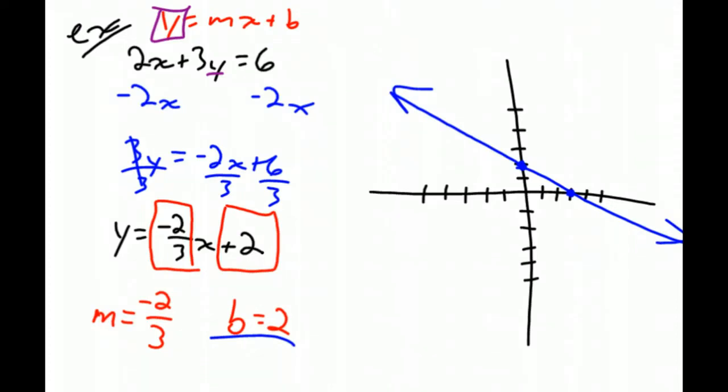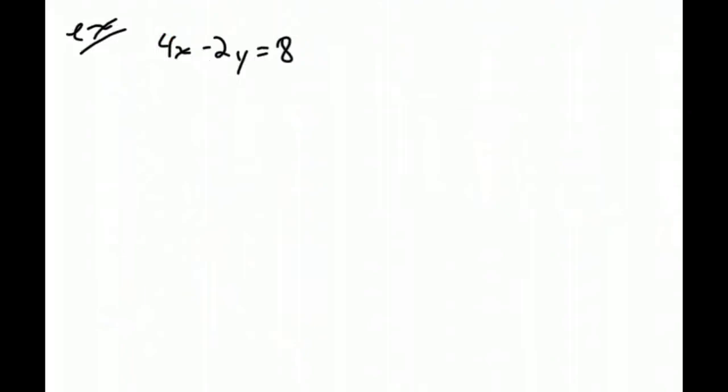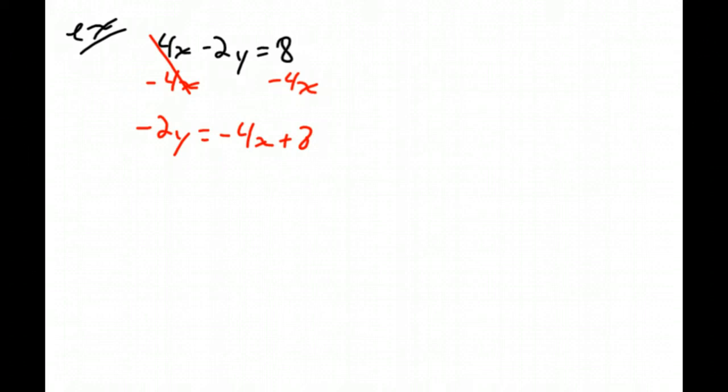Cool. You guys are doing awesome. I'm going to do one more example, then we'll be done. Alright, last example for this video. Again, just like in the last one, we're going to have to solve for y first. So if I subtract 4x from both sides, that goes to 0. So I have negative 2y equals negative 4x plus 8.